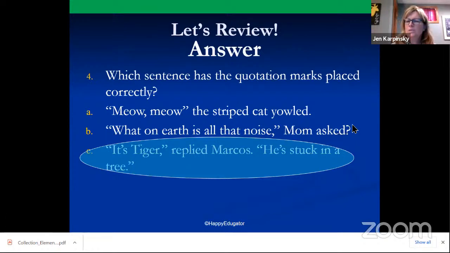Because this is not correct, because the question mark should be here with the question: "What on earth is that all that noise?" Question. "Meow, meow," the striped cat yelled. Uh-oh, we're missing a comma, aren't we?